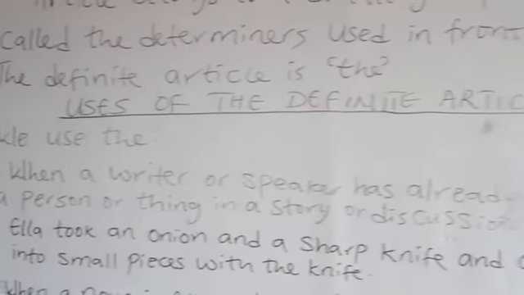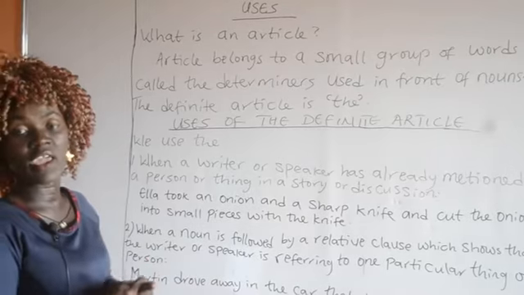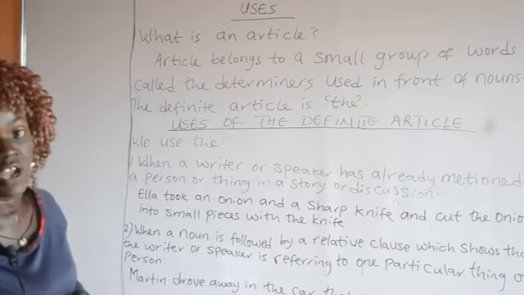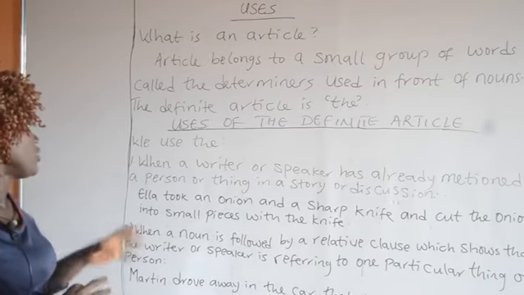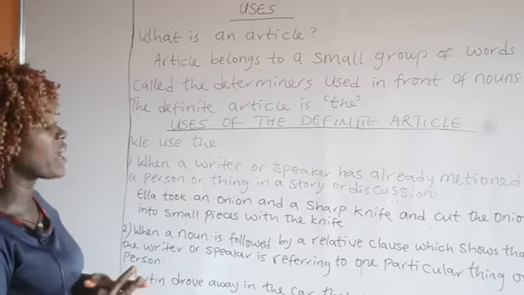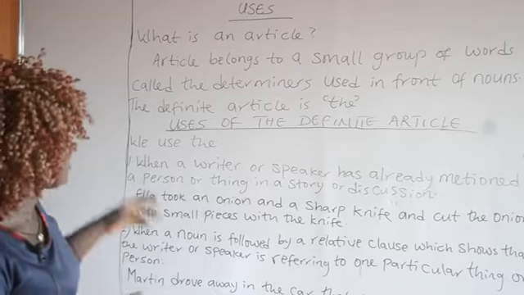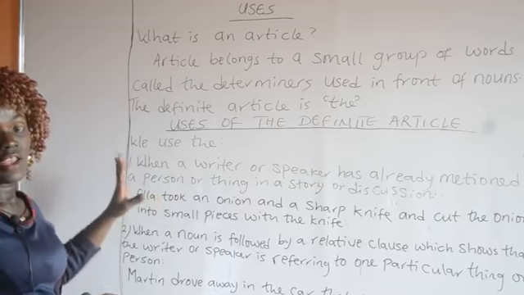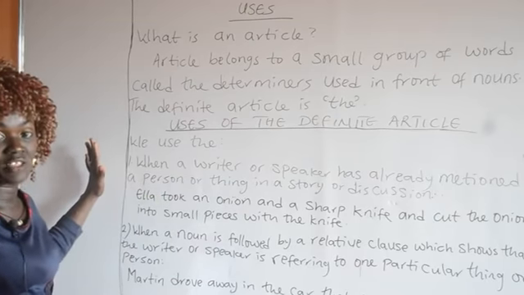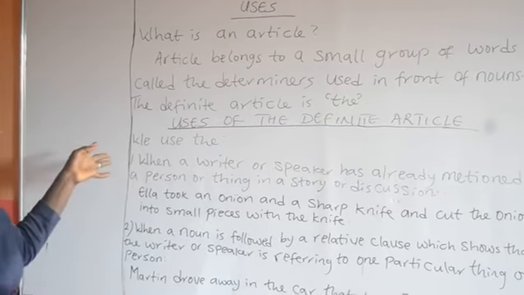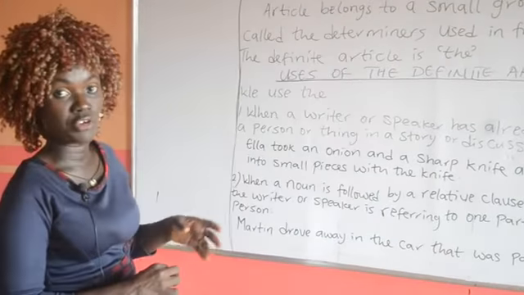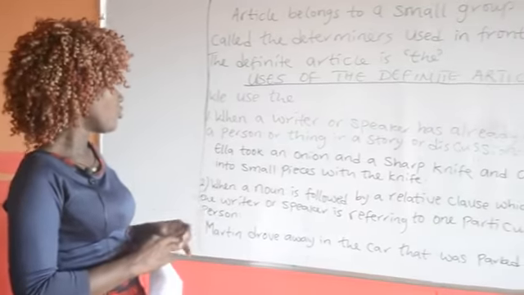And how do we use this article? Most times we do not know when to use the, a, or an. So we are going to be looking at the uses of the definite article. 1. When a writer or speaker has already mentioned a person or thing in a story or discussion, that's when you use the definite article the. When something has been mentioned before in a discussion or a story, you use the to refer to that thing.